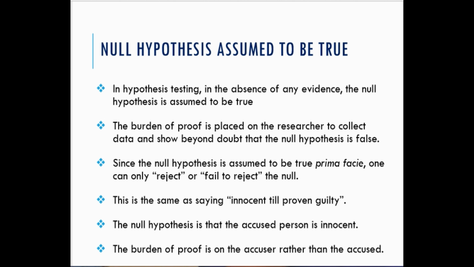So this is the same as saying innocent till proven guilty. Typically when someone is accused of a crime, they are innocent till proven guilty. So the null hypothesis is that the accused person is innocent. In the absence of any evidence, a person will be considered to be innocent. So the burden of proof is on the accuser to prove that in fact the person is not innocent, they are guilty, rather than the accused having to prove that he himself is innocent.